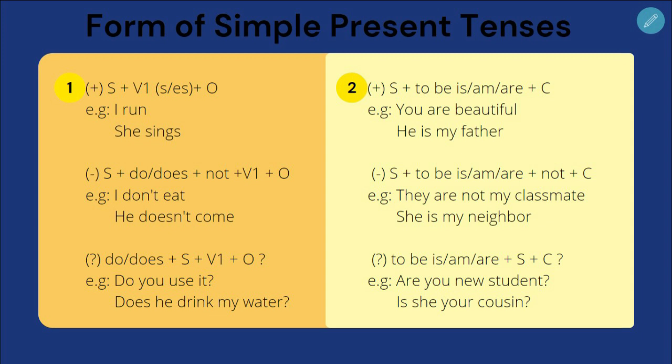And then for the interrogative sentence, there is to be plus subject plus complement. For example, are you a student? Is she your cousin? One thing that you have to remember is that is is used if the subject is she, he, it, or third person singular. Am is used if the subject is I. Are is used if the subject is you or they.